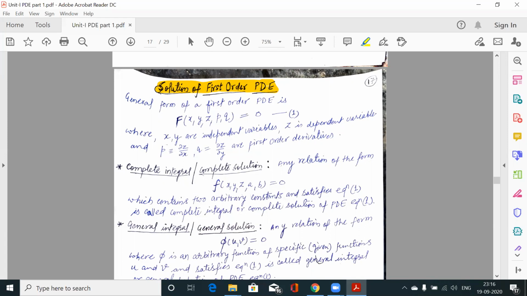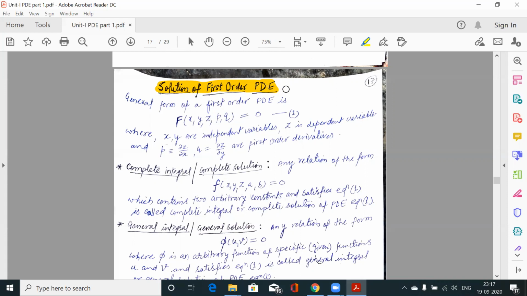Now, once we have the PDEs, different types of PDEs, the next question is how to solve that PDE, how to get the solution of that PDE. We have different kinds of PDEs, and the methods depend on the type of PDE we have to find the solution for. So we need to know what is the first type of PDE that we are going to solve.